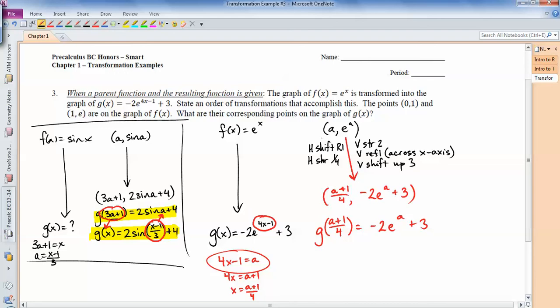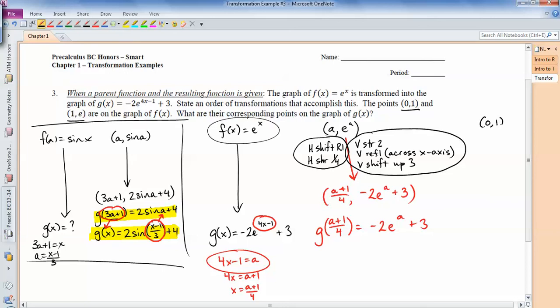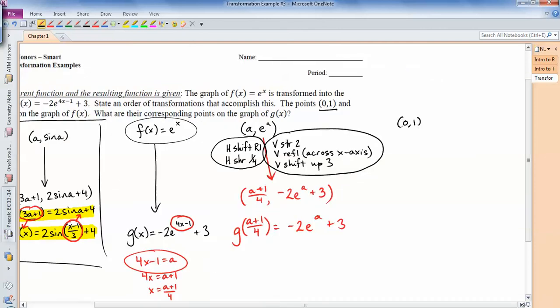So these are the transformations. As long as you do the horizontal ones in this order and the vertical ones in that order, you're fine. You could even put this horizontal one there and that horizontal one there. That doesn't really matter. Okay. So that's what we've got. And then there's one more question. The points (0, 1) and (1, e) are on the graph of f. So that's on this graph, (0, 1) and (1, e). And the question is, where do they end up on the other graph?